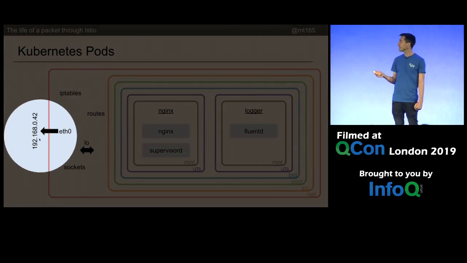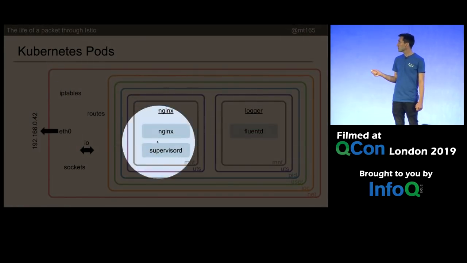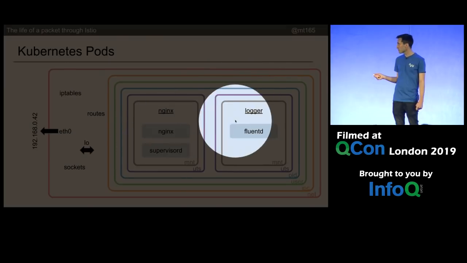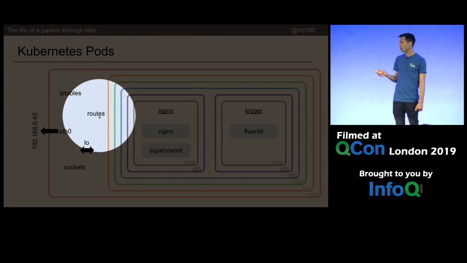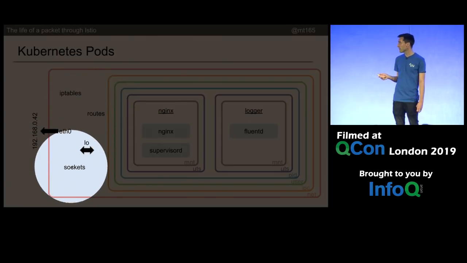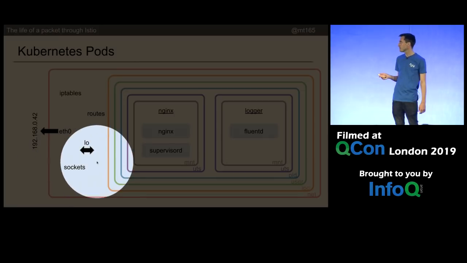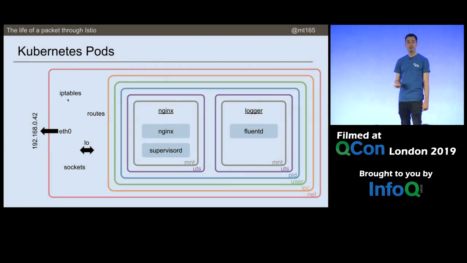But anyway, we have our one interface with one IP address shared by all of these processes in these 2 containers. We have a loopback. We also have one set of routes, one route table. We have one set of sockets, one domain for Unix domain sockets. And importantly, we have one set of IP tables rules.